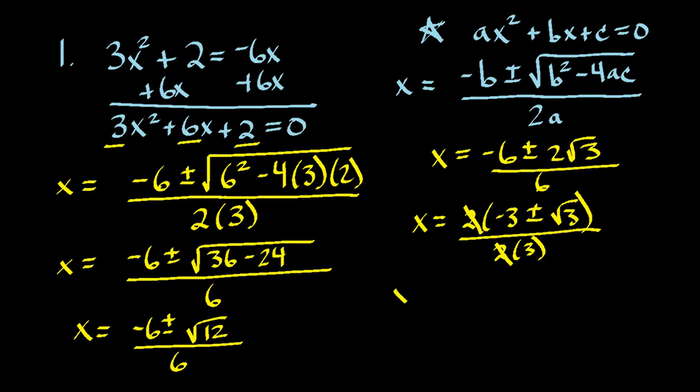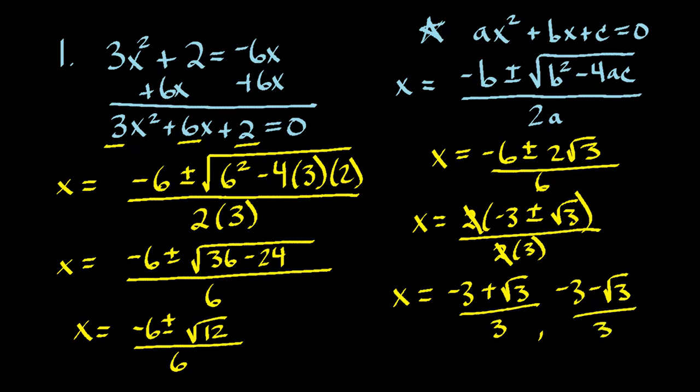So this leaves us with x equals negative 3 plus square root 3 divided by 3, and negative 3 minus square root 3 divided by 3. These are our two final answers. It might be tempting to want to cancel the 3's, but we can't cancel the 3's unless there's a common factor of 3 in every term in the numerator. The square root 3 is a square root 3, not a 3, so this is our final answer.